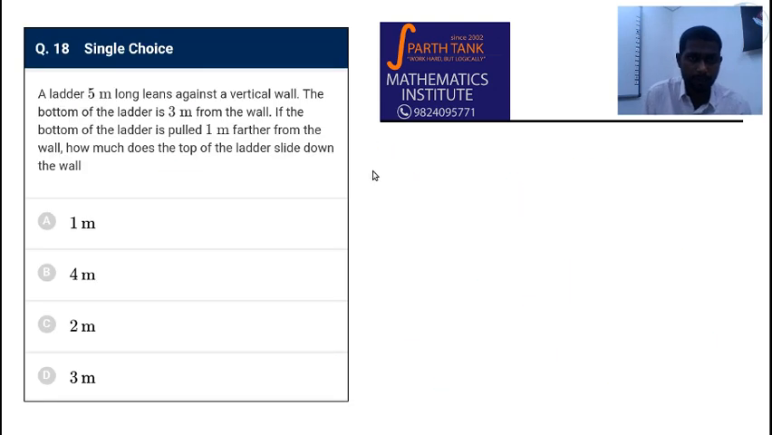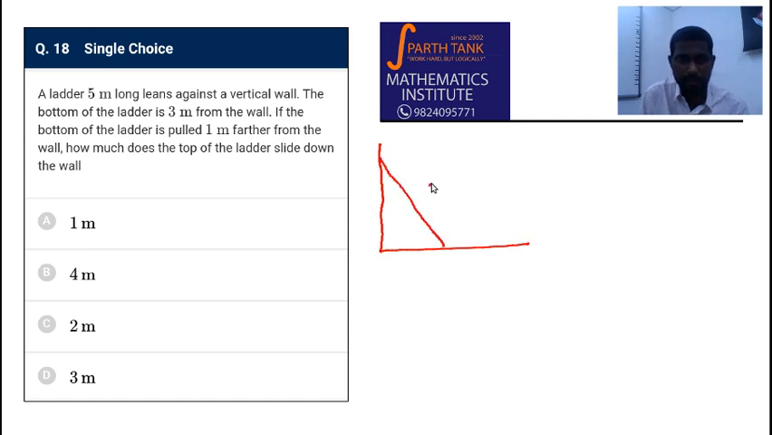Question number 18. A ladder 5 meter long leans against a vertical wall. The bottom of the ladder is 3 meters from the wall. If the bottom of the ladder is pulled 1 meter farther from the wall, how much does the top of the ladder slide down the wall? So this is a very trivial question. They say a ladder 5 meter long is resting against the wall. Bottom is 3 meters.